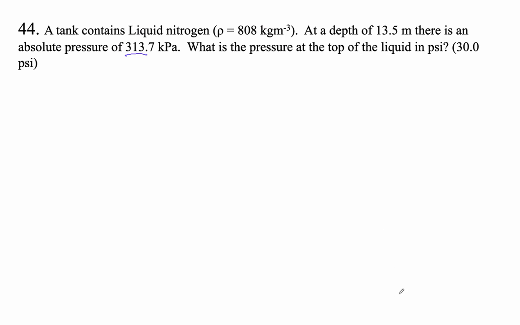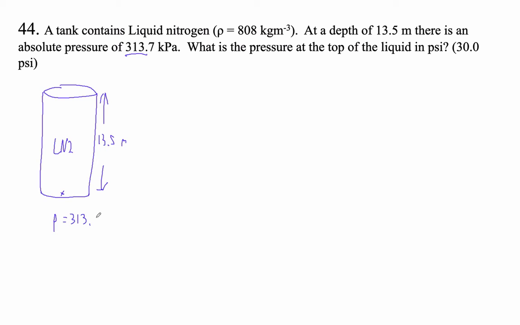Okay, let's see. So we're solving for the pressure above it. So here's this tank of liquid nitrogen, right? Okay, and the pressure at a depth of 13.5 meters is equal to 313.7 kilopascals, so times 10 to the third pascals. That's what a kilopascal means, right?